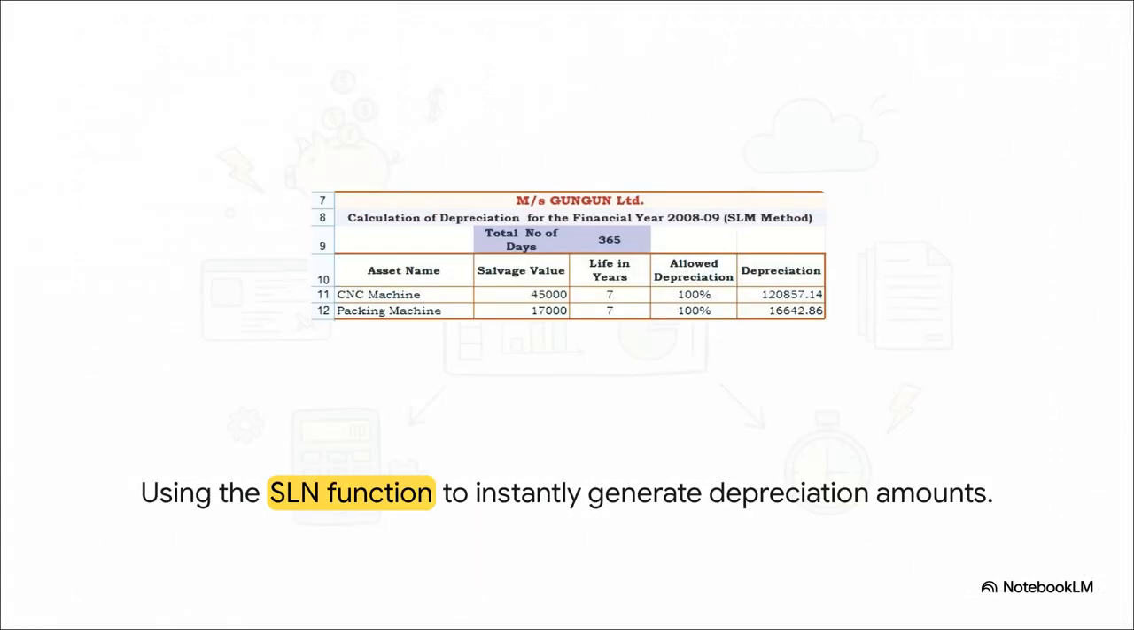And here is the final payoff. By simply referencing that cost to use we just figured out, along with a salvage value of $45,000 and a 7-year life, the SLN function goes to work. It instantly generates the exact depreciation amount, roughly $120,000 in this case, for that CNC machine. No complex math required on your end.